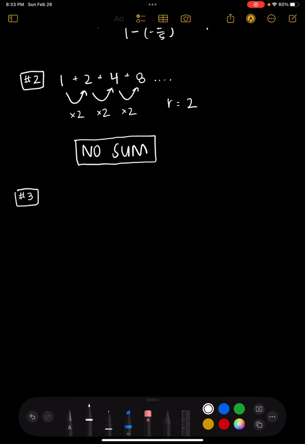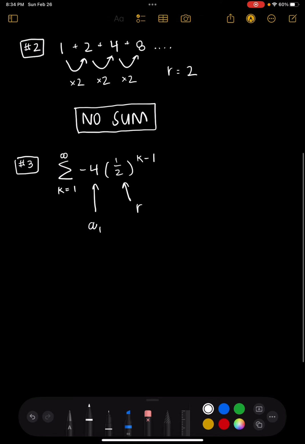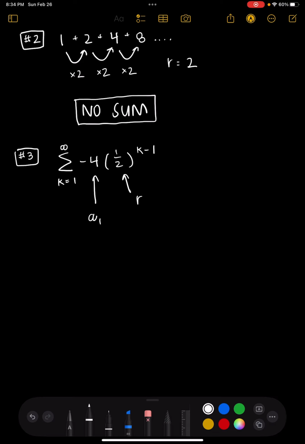The third example is a sigma. So k is equal to 1 to infinity of -4 times (1/2) to the power of k minus 1. Now, if you remember from the last video, we had a little trick. The number in front of the parentheses is your A sub 1, and the number inside the parentheses is your R. So we actually already have everything that we need to use that formula. And let's just make sure that we can use the formula. The R is 1/2, which means it's between -1 and +1. So we're good there. We can use the formula.